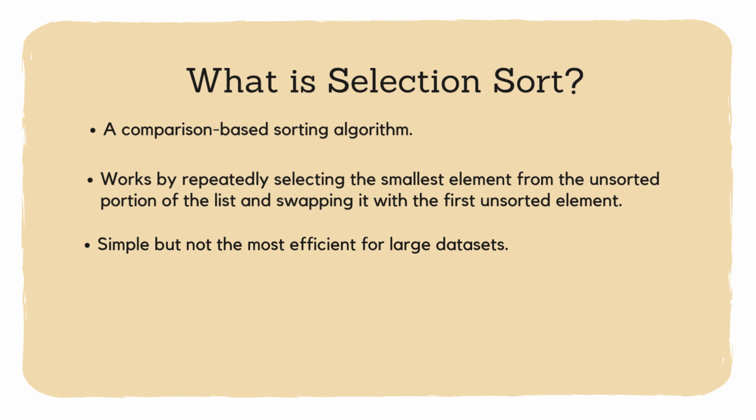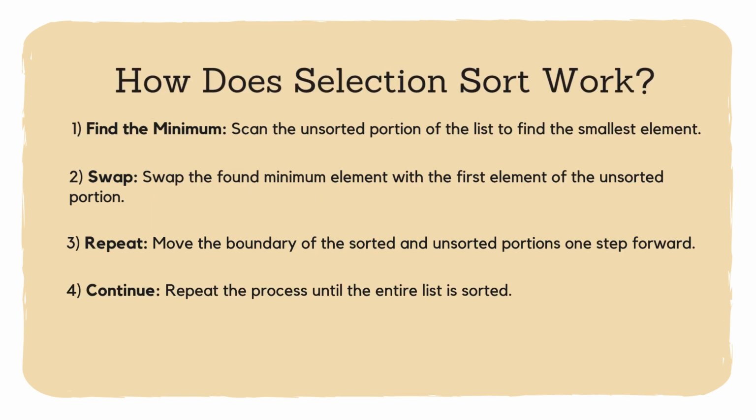It's very simple, but it's not the most efficient for some of the larger data sets just because it takes a much longer time than some of the other sorting algorithms, which is something we'll look at in a little bit. So how does selection sort work?